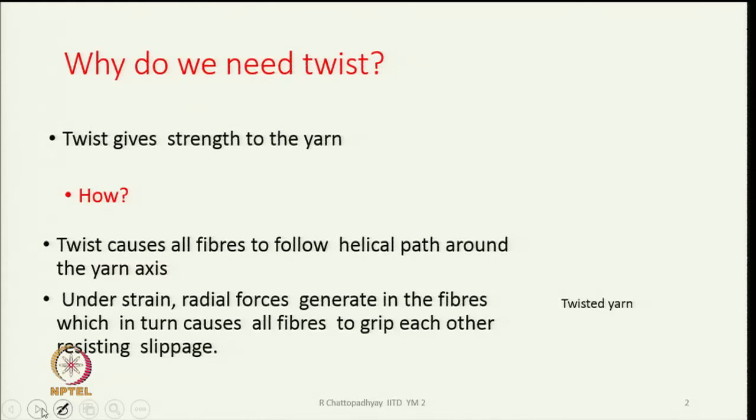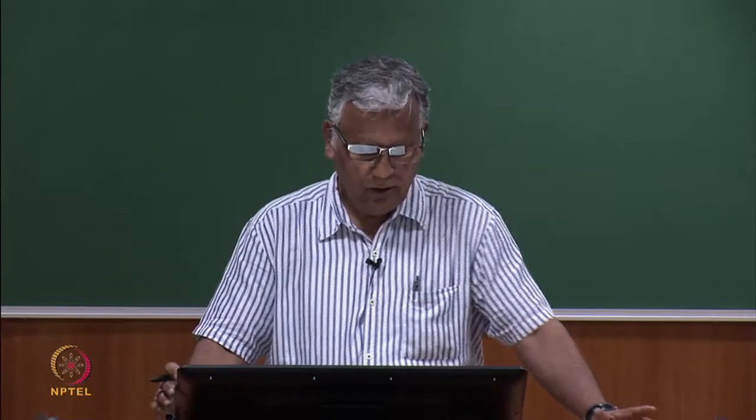So, we force the fibers to follow a spiral path, and by doing so, we have an advantage that whenever such a structure is strained or stretched, radial forces will immediately be generated, and these radial forces will cause the fibers to grip each other. That means some normal forces will be generated, which will cause resistance to slip, and hence the structure as a whole will give you strength.